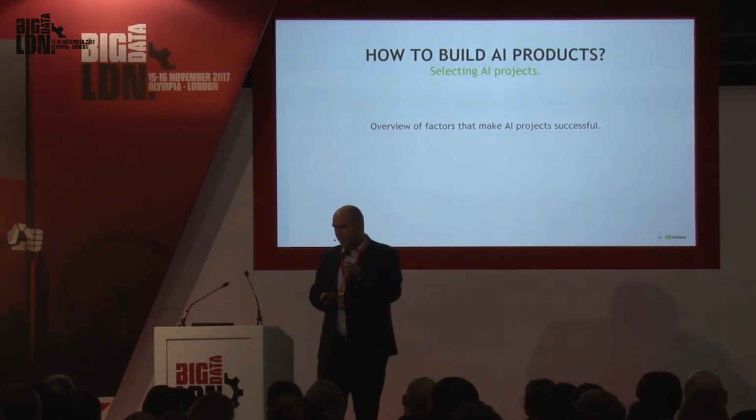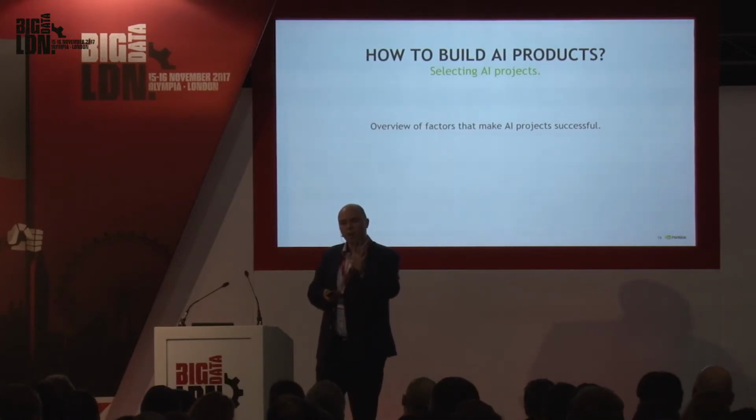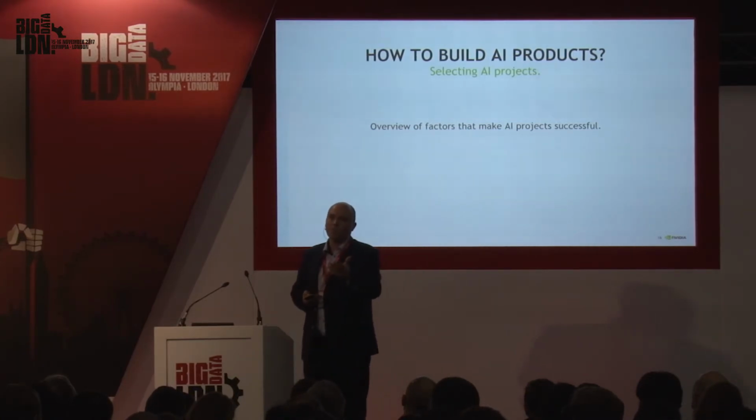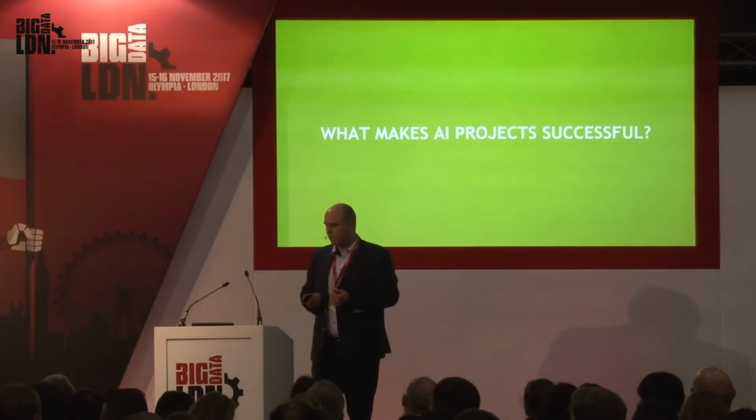So in the last 15 minutes, and then I'll leave a couple minutes for questions, I'll give you a couple heuristics that you can use to assess what is possible today and what might not be necessarily the best idea or what might be more difficult to do today. So what makes AI projects successful?